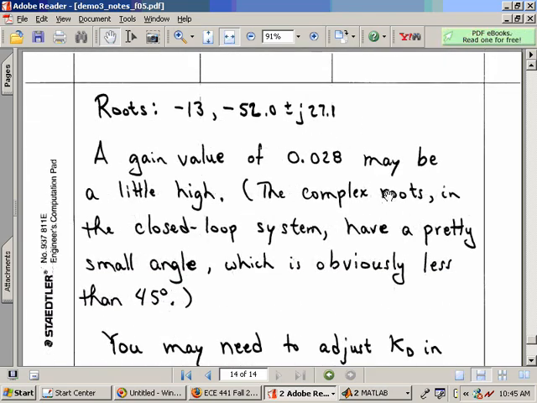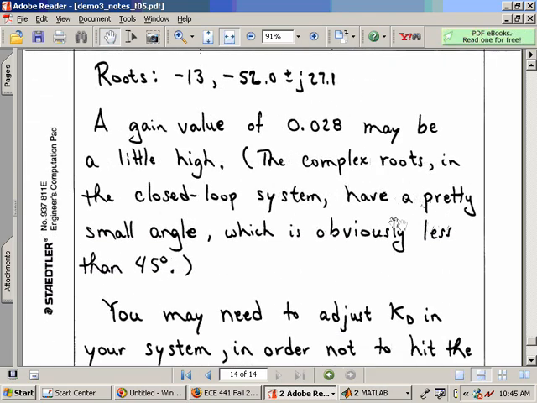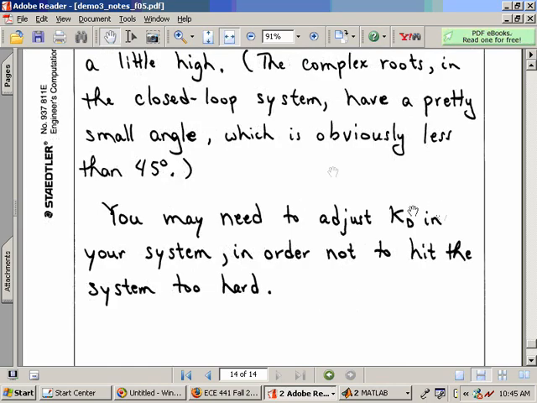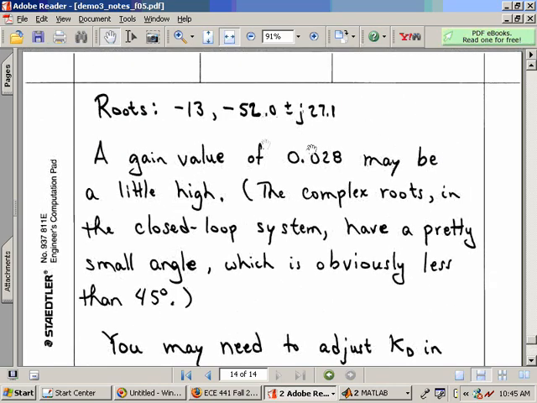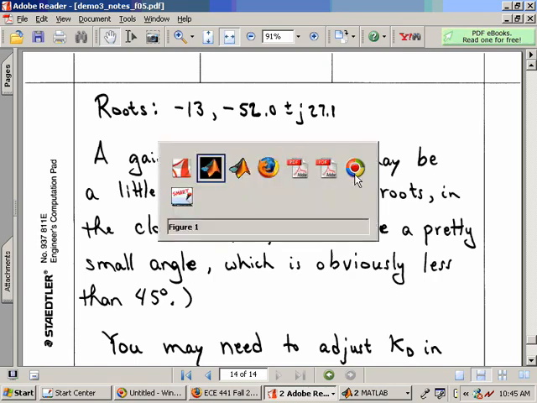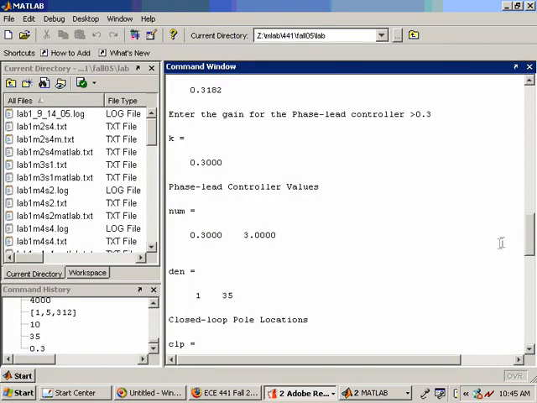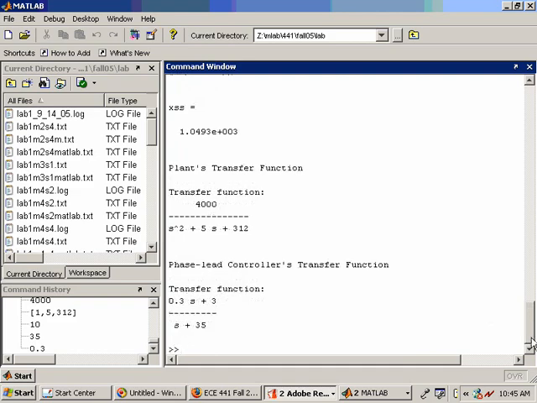But you now know how to back off on that gain to get what you want. And to do that, you want to make sure that this real part value is actually a little bit larger than the imaginary part, and that will satisfy the second constraint, which was to have an angle on those complex poles of 45 degrees. Let's now go into MATLAB and execute the commands.